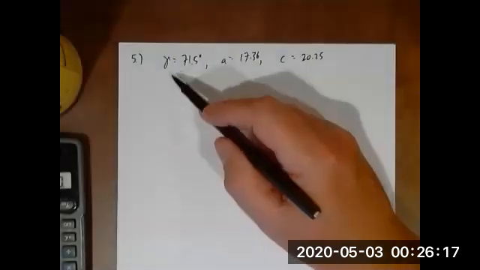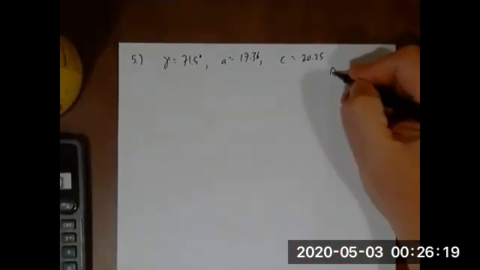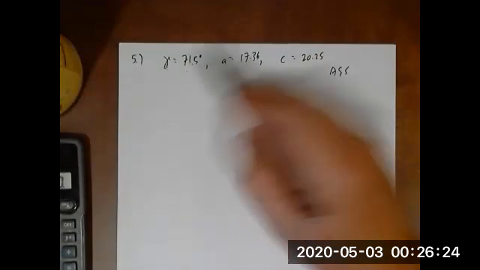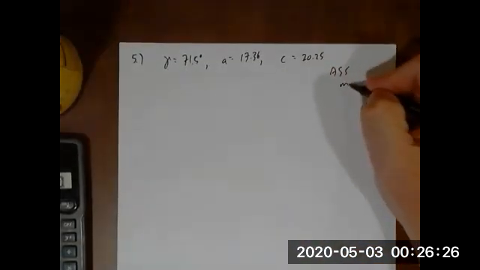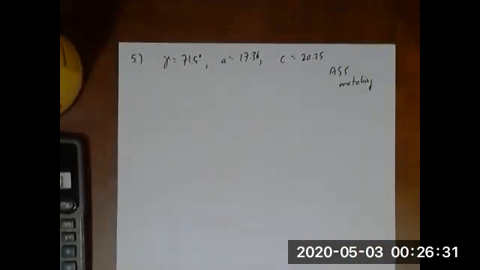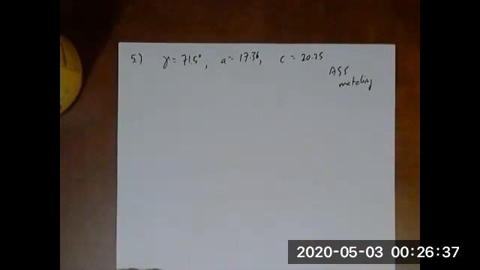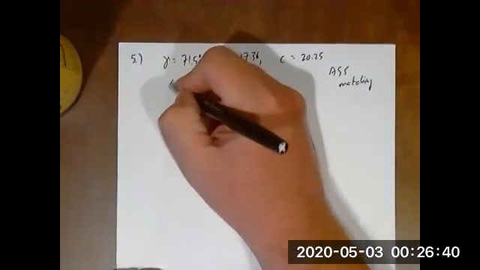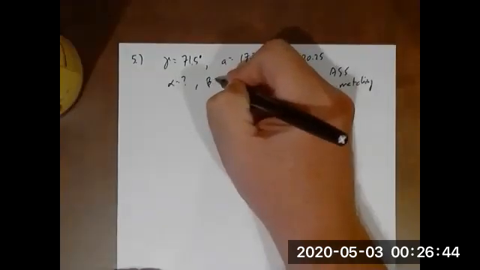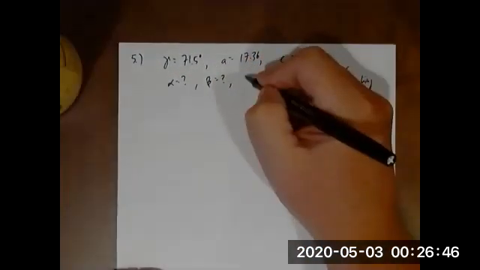So this is angle side side, but then it ends up being a matching because the gamma and the C. So this is going to be another law of sines, and this is going to be one where you could have 0 triangles, 1 triangle, or 2 triangles. So basically we need to find the angle alpha, we need to find angle beta, and then side B.